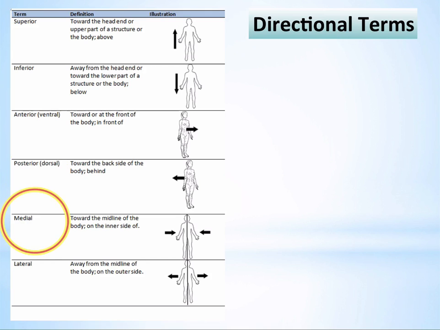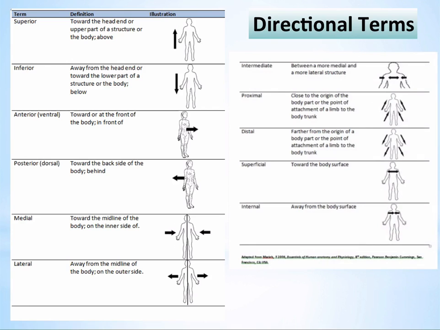Medial is towards the center. Lateral is away from the center or the midline. And then there's a term intermediate which describes something that's in between medial and lateral. Now, proximal is close to the origin of the body part, towards the center. Distal is away from the origin of the body. So the shoulder, for example, is proximal to the hand, but the hand is distal to the elbow. The feet are distal to the knees. The hips are proximal to the knees. And then superficial is towards the body surface, and internal is away from the body surface.